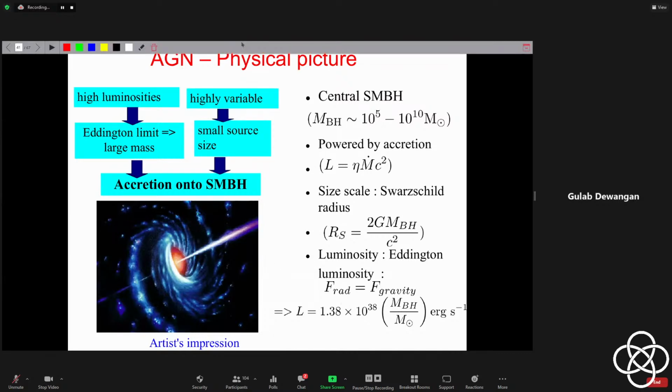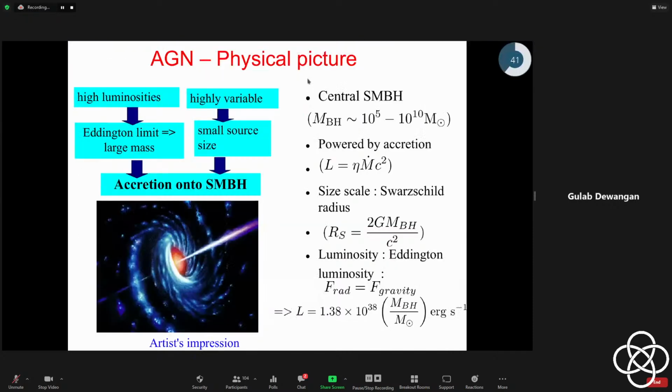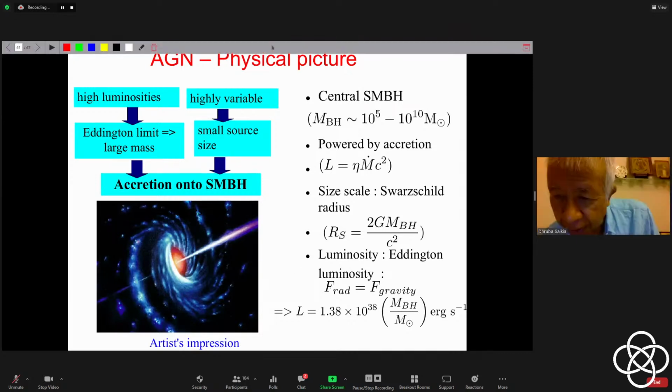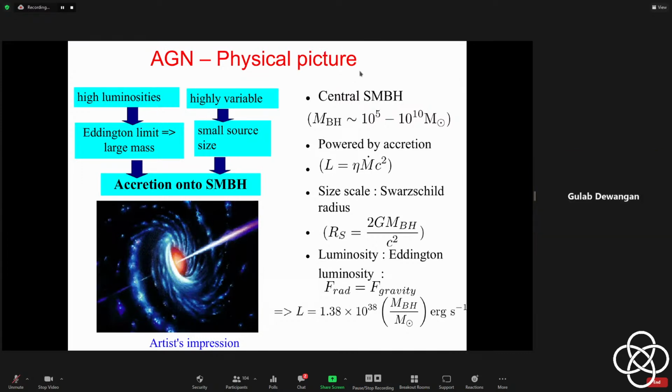Okay. Are there any other questions? Khushbu asks, what are the cause of flares? The cause of flares.